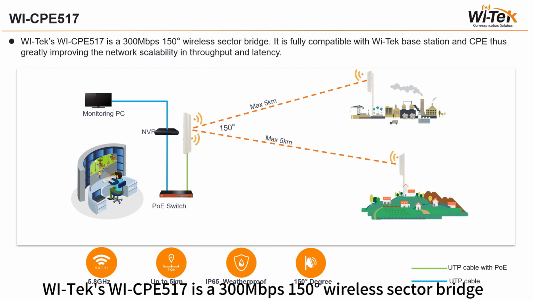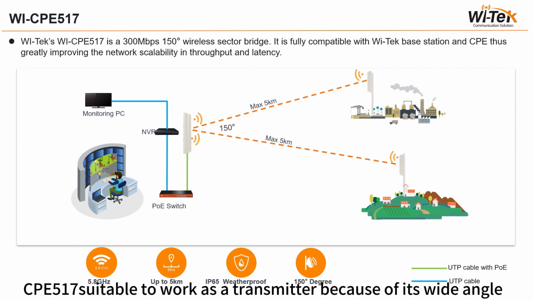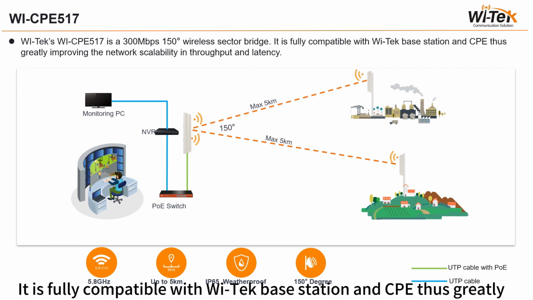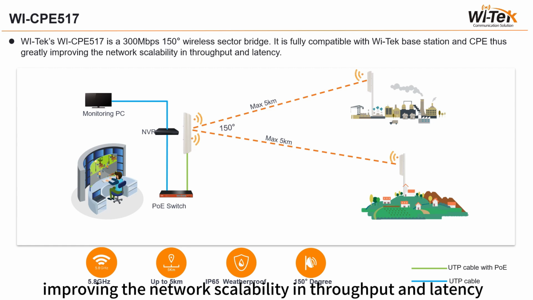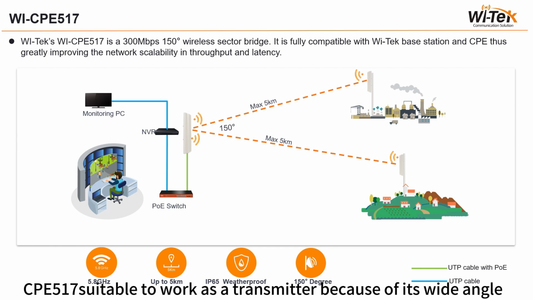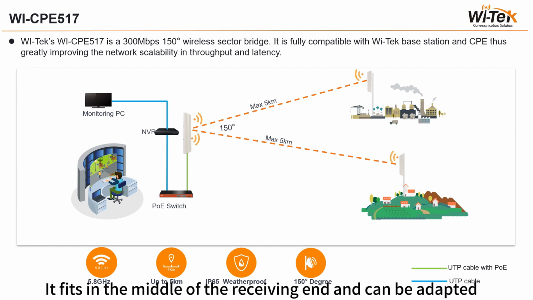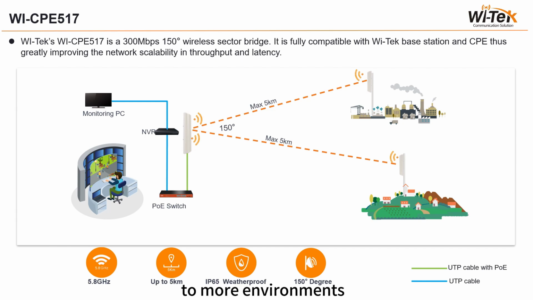Wi-Tek's WI CPE 517 is a 300 megabits per second 150 degrees wireless sector bridge. CPE 517 suitable to work as a transmitter because of its wide angle. It is fully compatible with Wi-Tek base station and CPE, thus greatly improving the network scalability in throughput and latency. It fits in the middle of the receiving end and can be adapted to more environments.